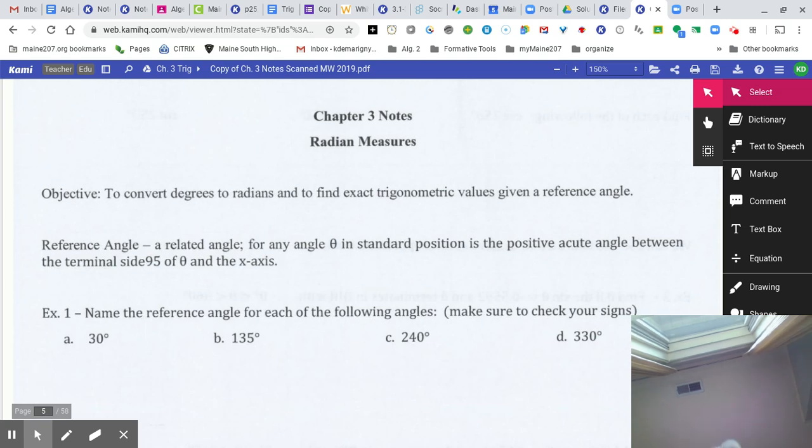Well, good afternoon, everyone. Wanted to keep on going with our trigonometry radian measures, do a little more practice on some of the other things that we've been doing. Make sure that you guys are good with that.